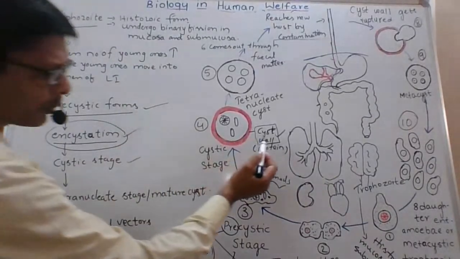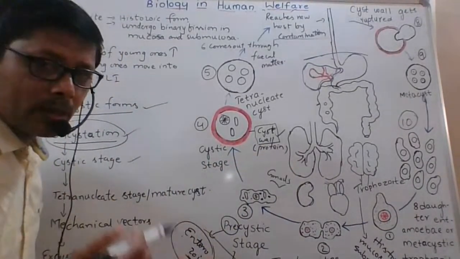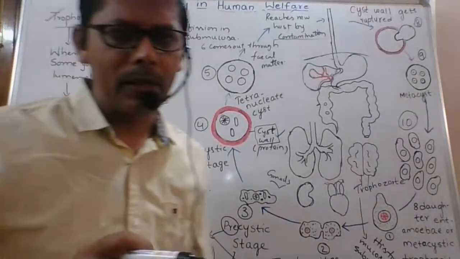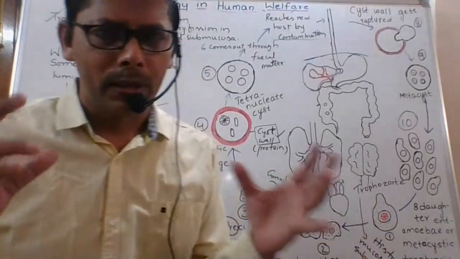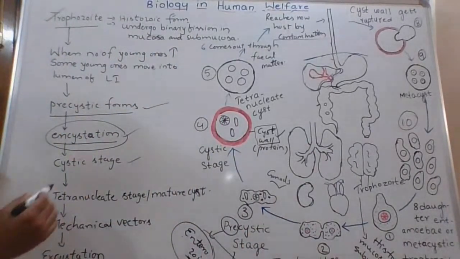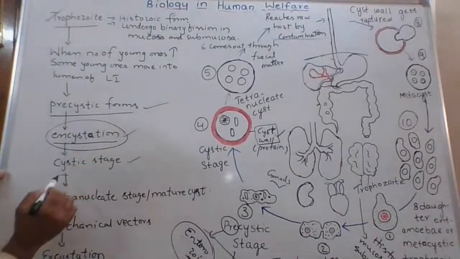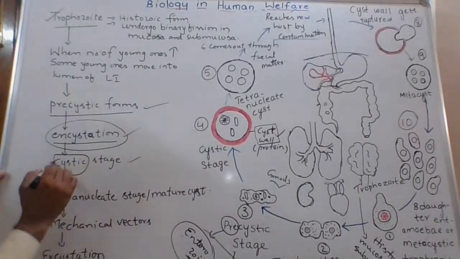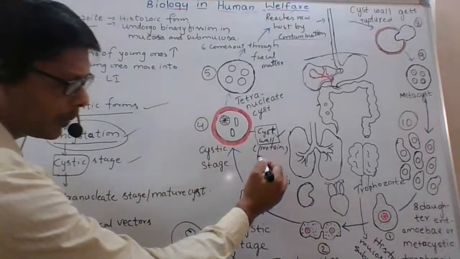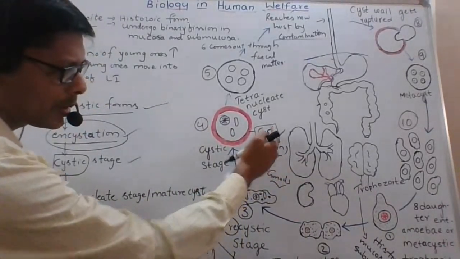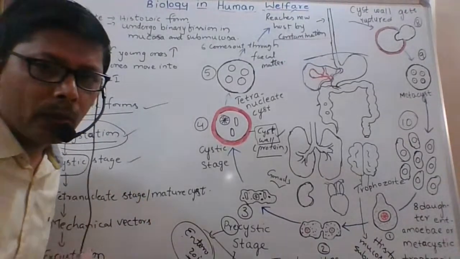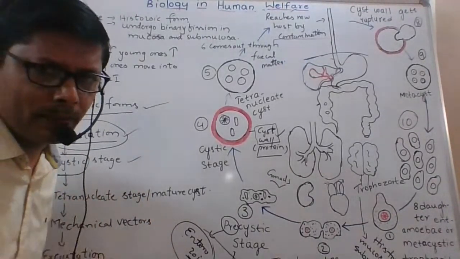One wall is formed. This is called the cyst wall. The formation of that is called encystation. Encystation means formation of the cyst wall around the cell. Now, as the cyst is formed, we call this stage the cystic stage, because the cyst wall, which is made up of protein, is formed. The significance of the cyst wall is that it helps to tide over unfavorable conditions.